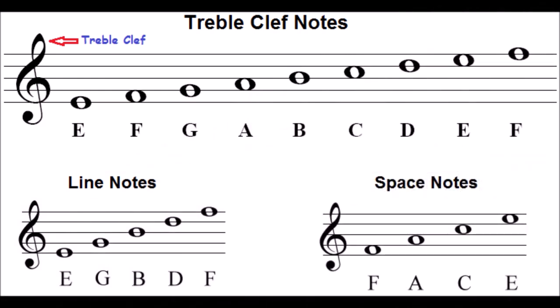Let's take the treble clef for example. The notes on the lines of this clef are E, G, B, D, F. And the notes of its spaces are F, A, C, E. When we combine these notes, we get E, F, G, A, B, C, D, E, F.